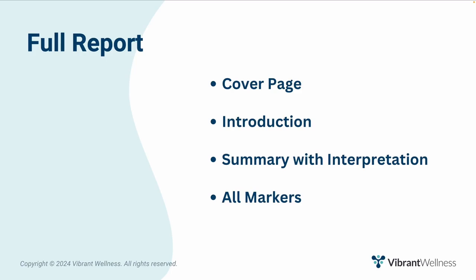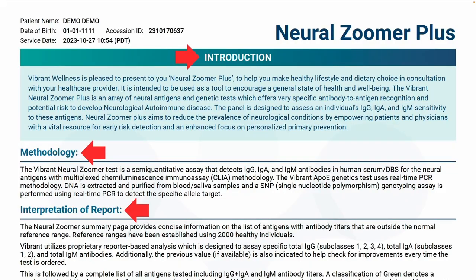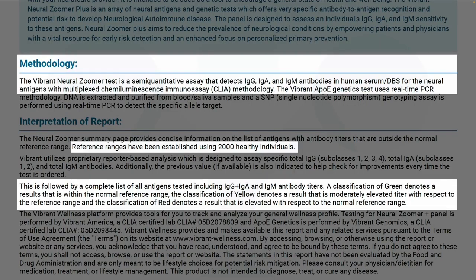The NeuralZoomer Plus sample report includes a cover page, introduction, summary with interpretation, and then lists all markers. The cover page identifies the sample type and includes the results interpretation key. The introduction page is where you can find the methodology and interpretation of report, and I highly recommend reading this page. Especially the part where it says, reference ranges have been established using 2,000 healthy individuals.